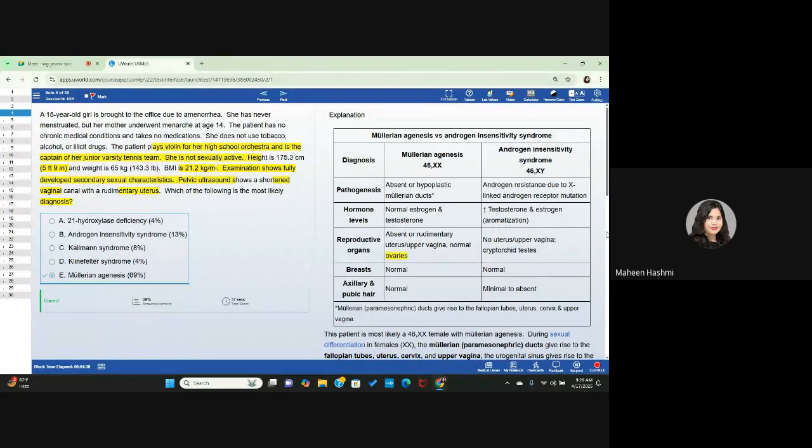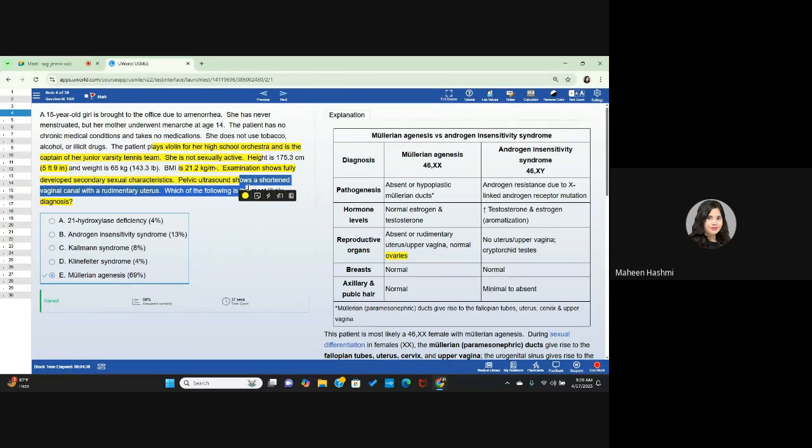Whenever they say that the vagina ends in a blind pouch, what does that mean? What if they say the vagina ends in a blind pouch? That will be Turner syndrome? Are you sure? In Turner syndrome, there is gonadal dysgenesis. In Mullerian agenesis, the vagina is a short vagina.